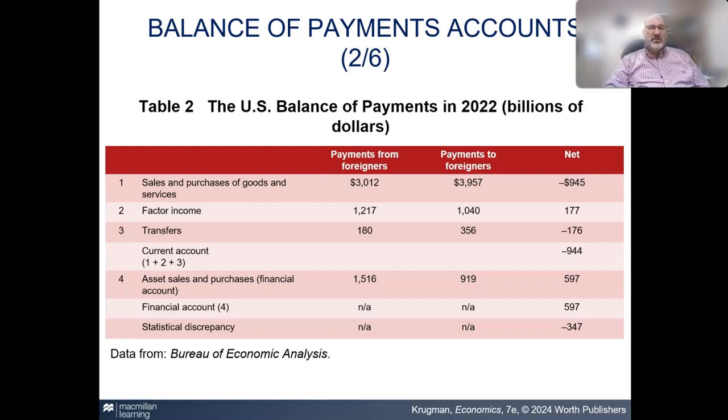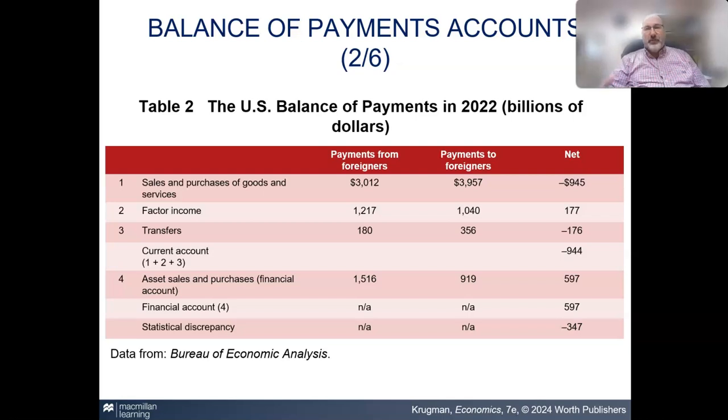So our sales and purchases of goods and services: payments from foreigners, $3 trillion roughly. Payments to foreigners, 3.9 trillion. So we netted negative 945 billion.